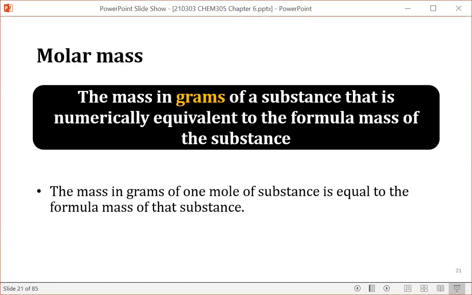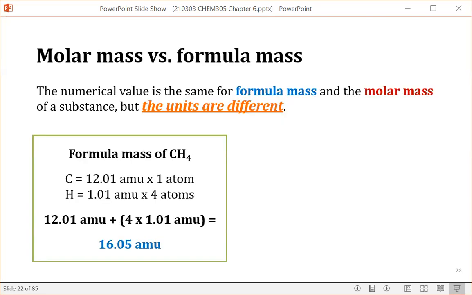So molar mass is the mass in grams of a substance that is numerically equivalent to the formula mass of a substance. So if you can calculate formula mass, which we covered in section 6.1, you can always calculate molar mass because they're the same number. The only thing that's different is the units change. So molar mass and formula mass are equivalent, just the units are different.